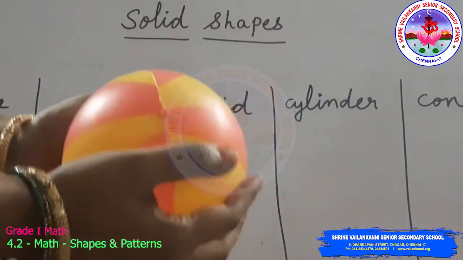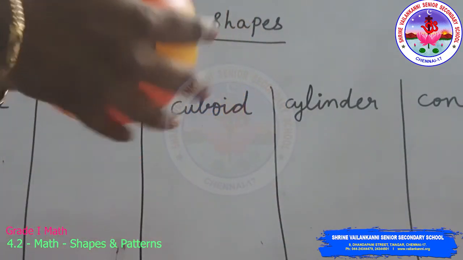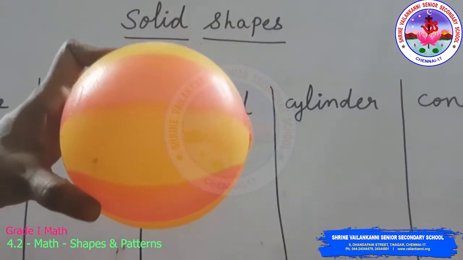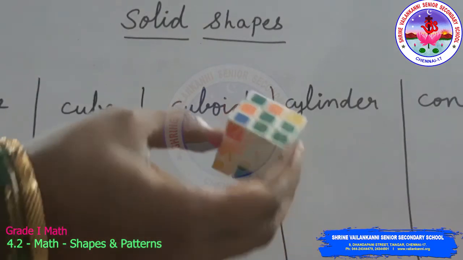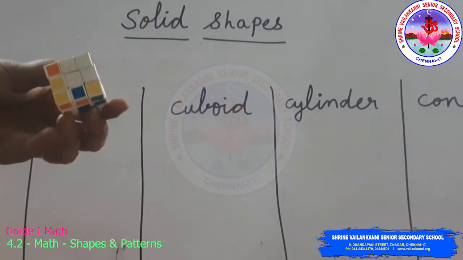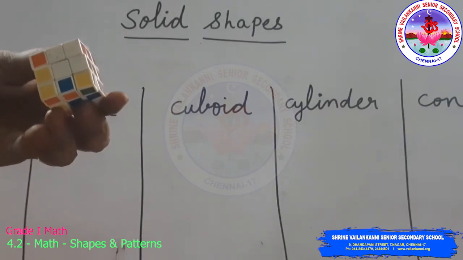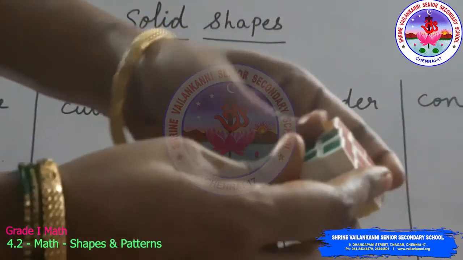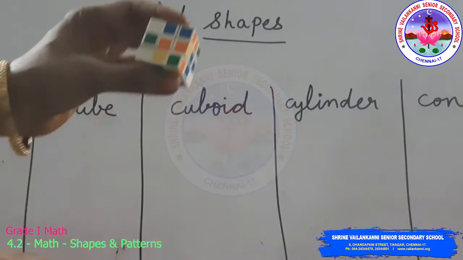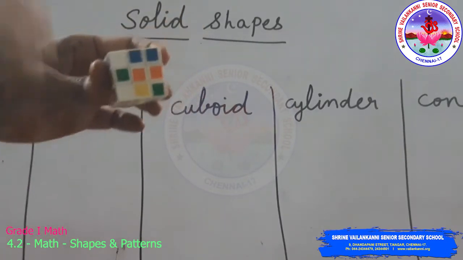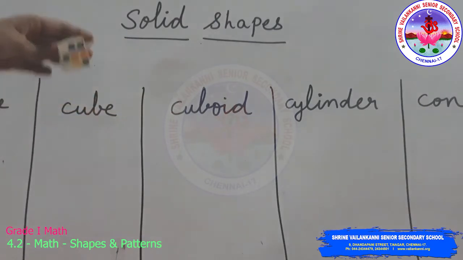Now, what is this? This is a ball. Okay, by looking at it you can see that this object resembles the shape sphere. Okay, yes? All of you would have seen this. Okay. This is a perfect cube. This object is a perfect example for the shape cube.